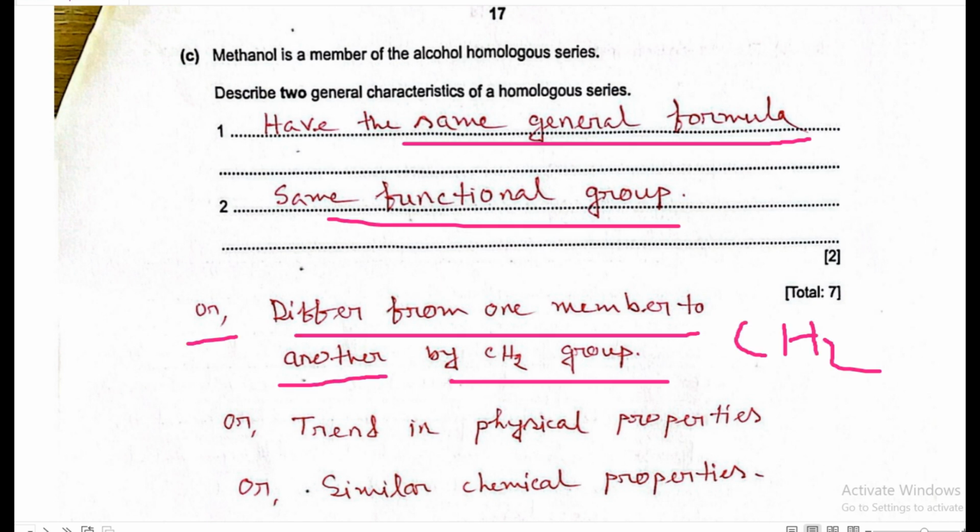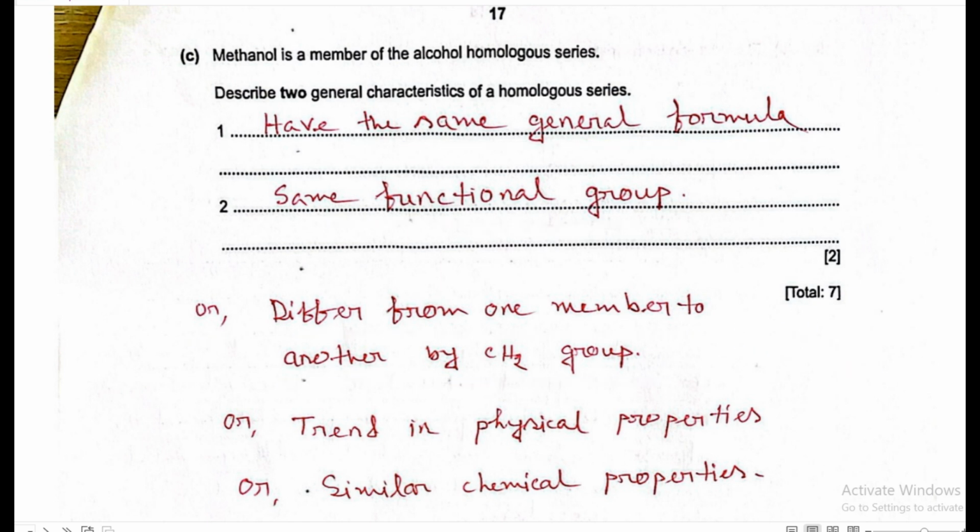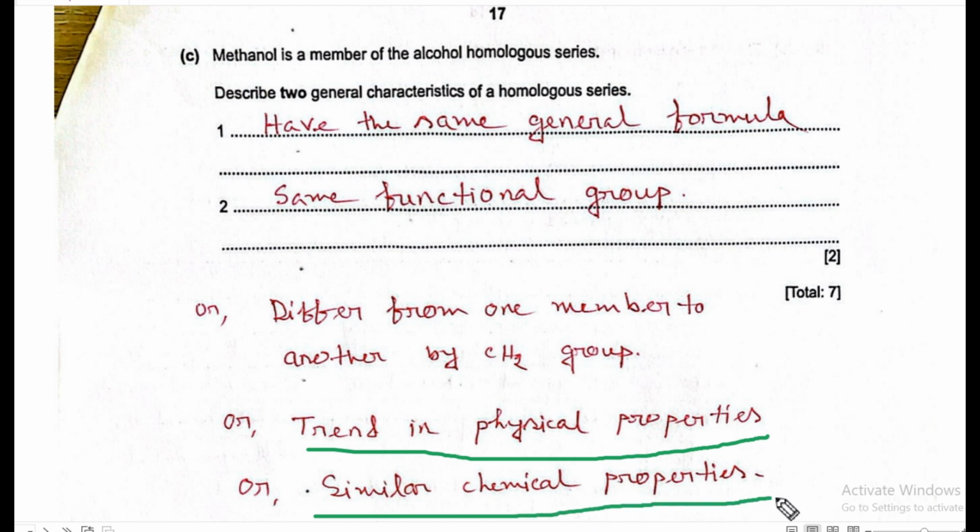Or you can write trend in physical properties, or you can write similar chemical properties. These are the characteristics of homologous series.